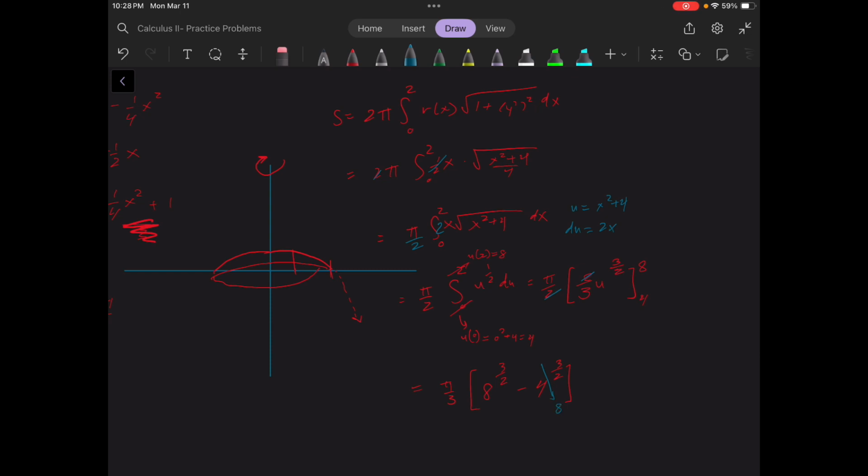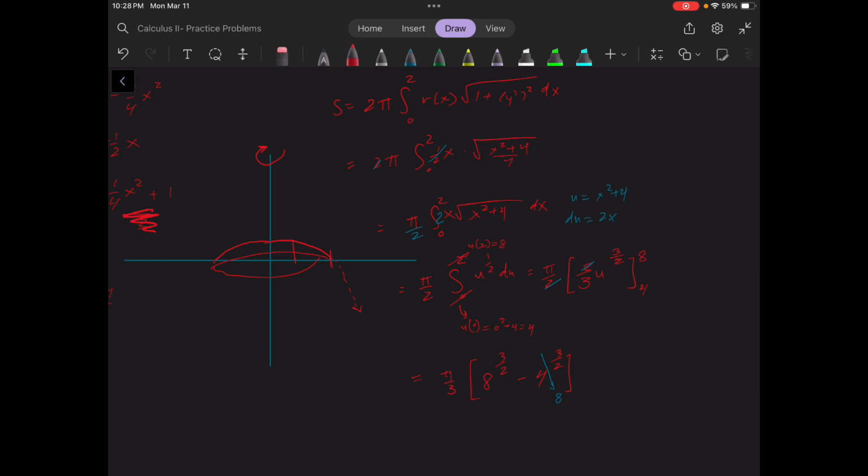But I don't believe that 8 to the 3 halves is that much easier. 8 to the 3 halves is, well, let's see. What is the square root of 8? It's 2 square roots of 2. And then we're cubing that entire thing. So we're going to get an 8.